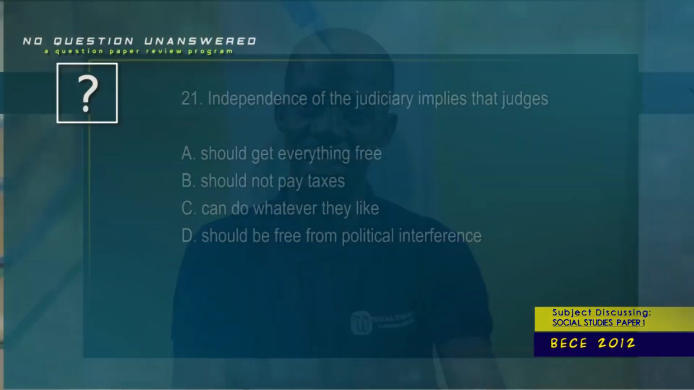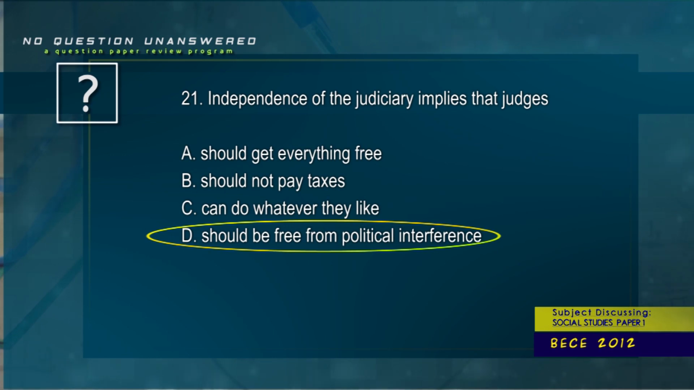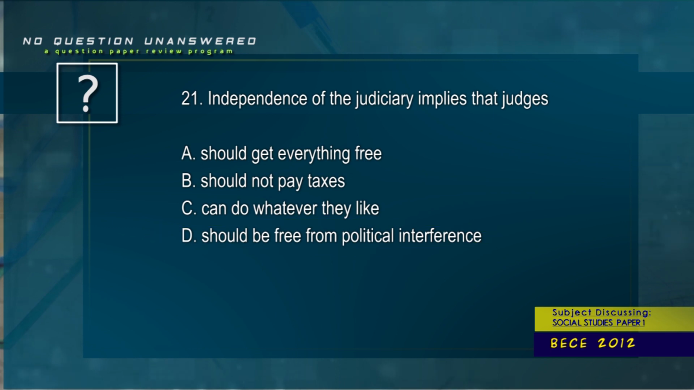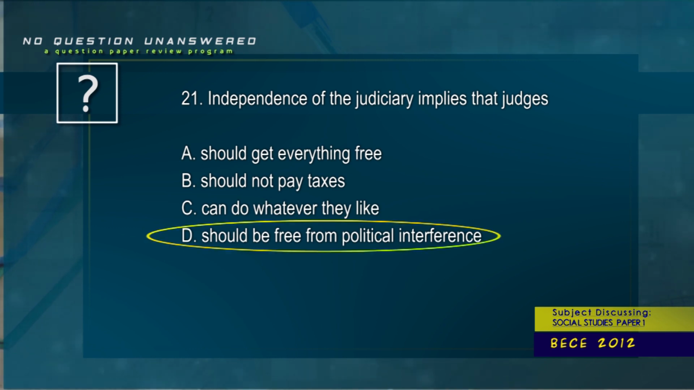Okay? So when we talk of judicial independence of the judiciary, it simply means that there should be no political interference with the work of the judiciary. It means that the judiciary should have a free hand in their work. No executive, no parliamentarian, or no member of the legislature or the executive should interfere in the work of members of the judiciary. That is what judicial independence means. So the correct answer is D.